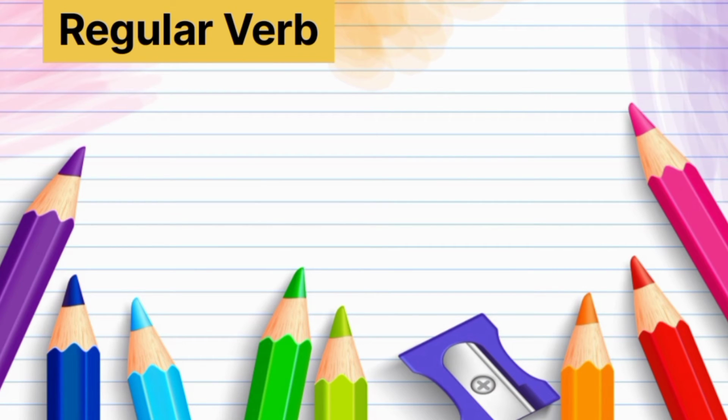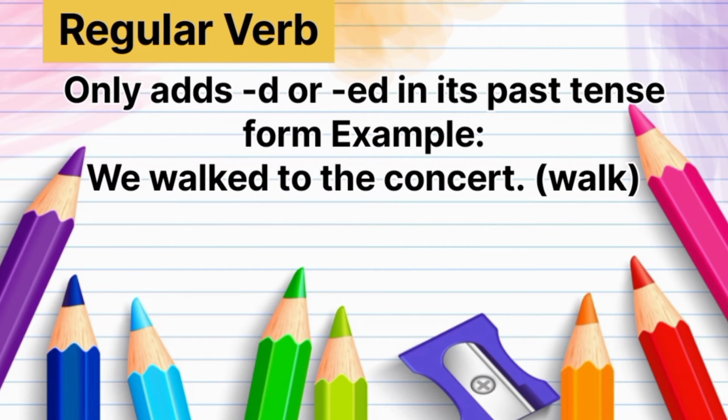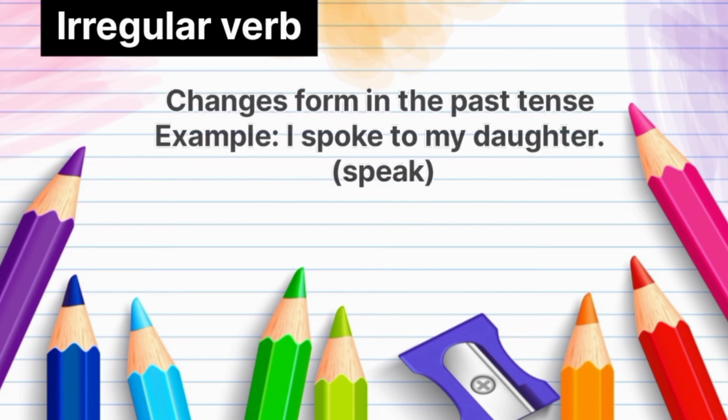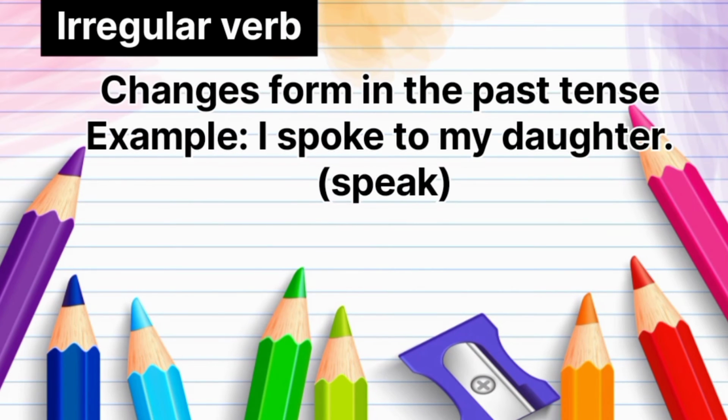Regular verb. Only adds d or ed in the past tense. For example, we walked to the concert. Irregular verb. Changes form in the past tense. For example, I spoke to my daughter.